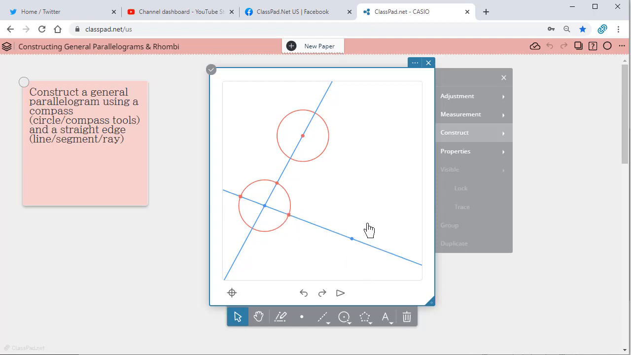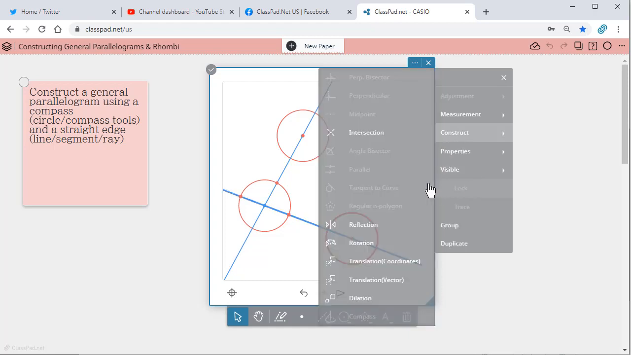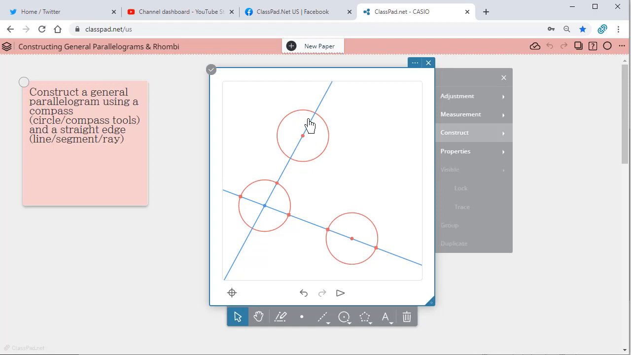And I want to do another one because I need a parallel at this vertex as well. So I'm going to do the same thing. I'm going to basically make another circle that has the same radius as this one. So the first step is to use the understanding that if you have the same radii, the circles are congruent. So I've made congruent circles, right? And these intersect. Let's make the intersections here. Students would do the points.